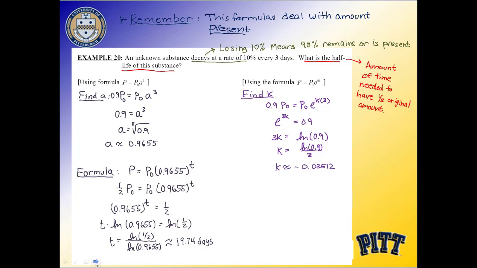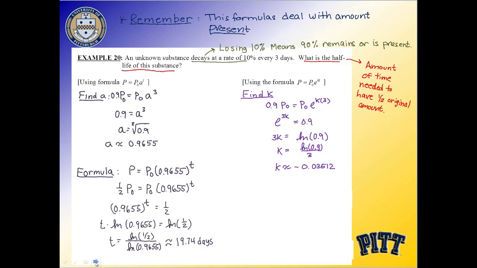Now again, when you look at this, k here is negative, and for this kind of setup, a negative k value indicates a decay. So I should expect to see consistencies as I go along. If I end up with a positive here, I'm not doing something right. I need to go back and fix it.